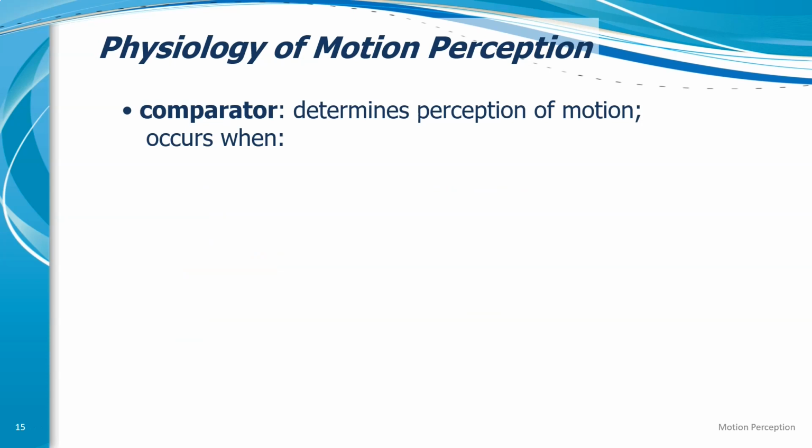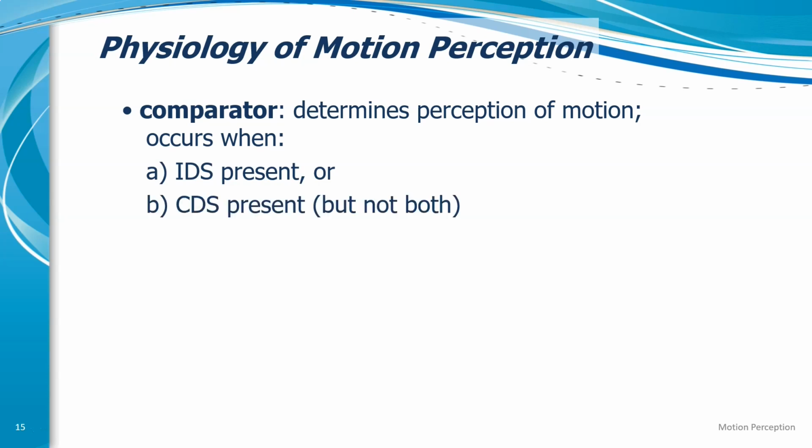I know that sounds a bit strange because you might think we just passively pick up the motion of stimuli, but it may not be that way. It might be that it has to be computed, calculated, or processed. Now, according to this theory, the comparator will signal motion under one of two conditions: when we have an IDS, image displacement signal, or a corollary discharge signal, but not both. Importantly, not both together simultaneously.